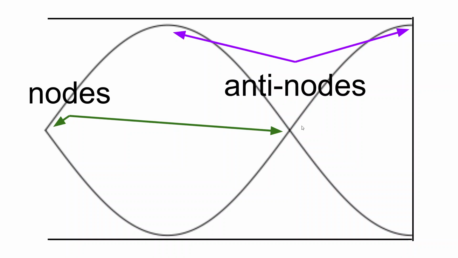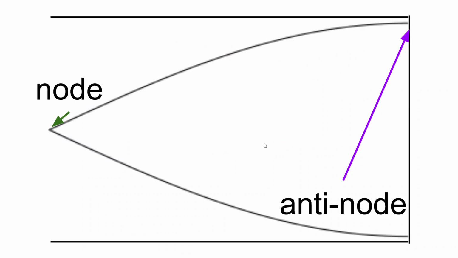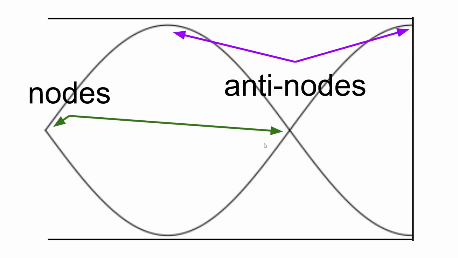Okay, so the second resonance has two nodes and two antinodes. The first resonance, if you remember, has one of each. And in fact, that's a nice reliable relationship. The number of nodes that fit in gives you the number of the resonance.